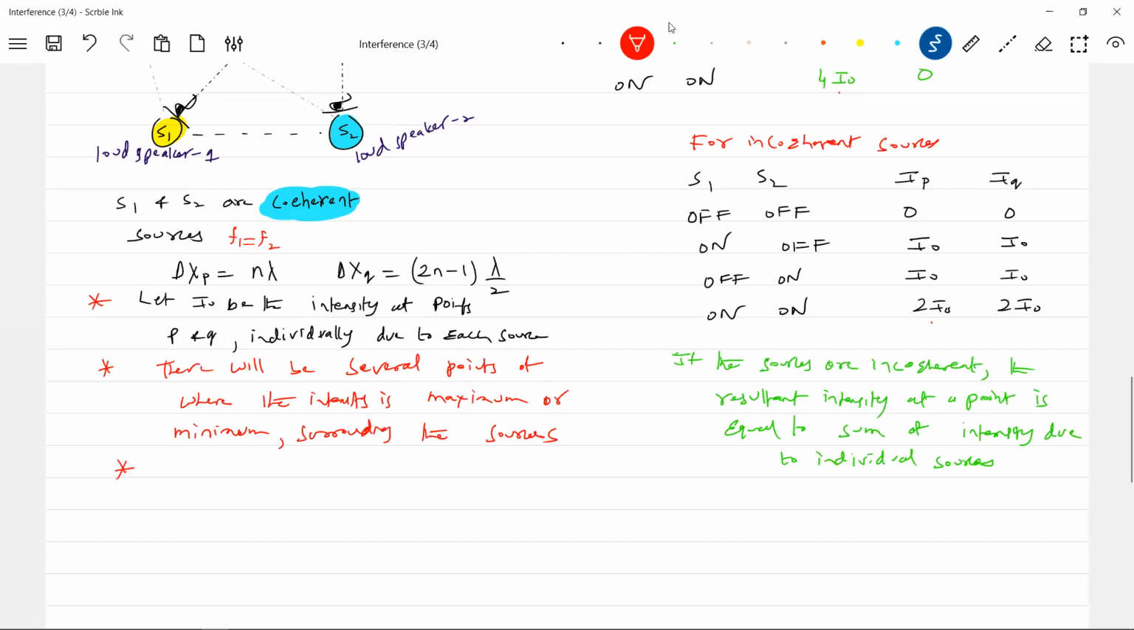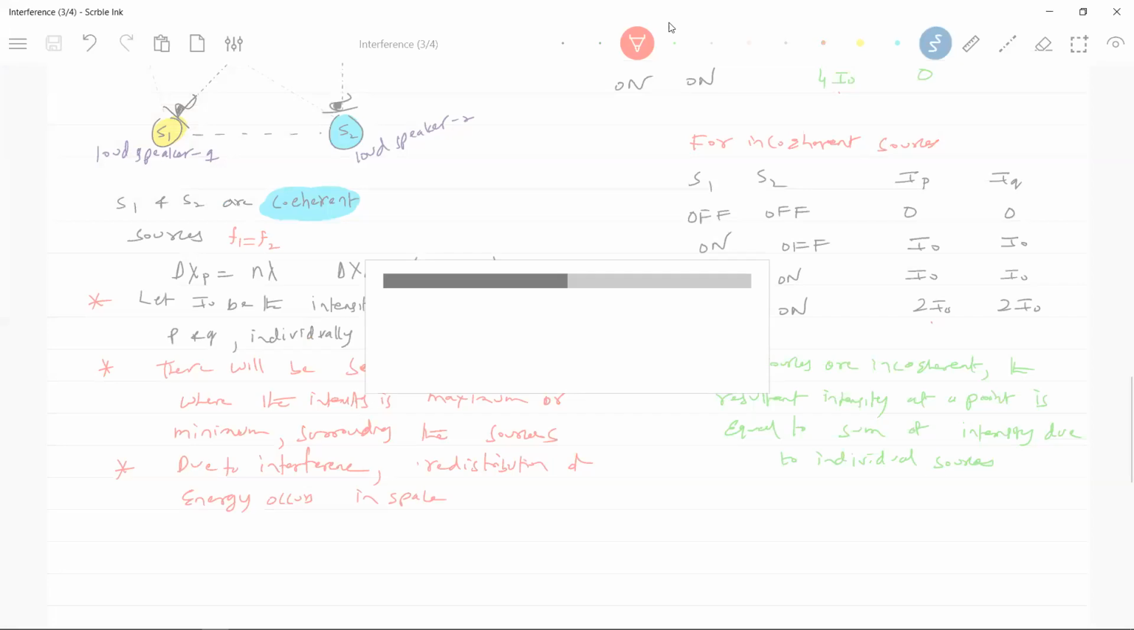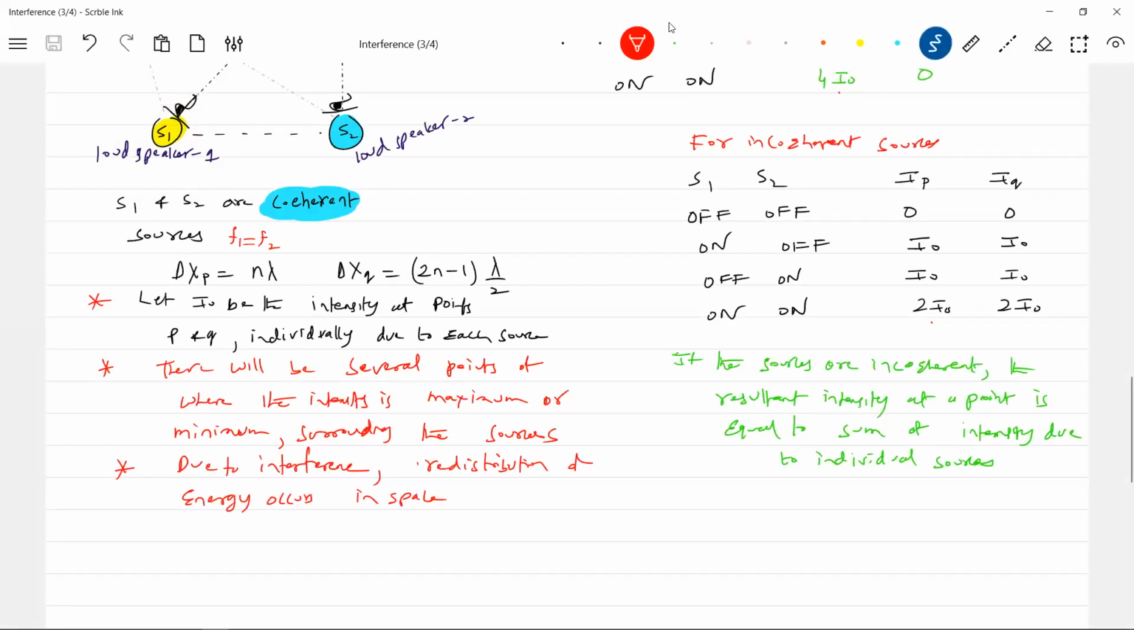Next, again, regarding the interference phenomena: will it obey the law of conservation of energy and its principle? Yes, it does. So due to interference, redistribution of energy occurs in space. What do you mean by that? The energy at the destructive interference will be taken and given to the constructive interference. Like that, you can locate n number of points here.